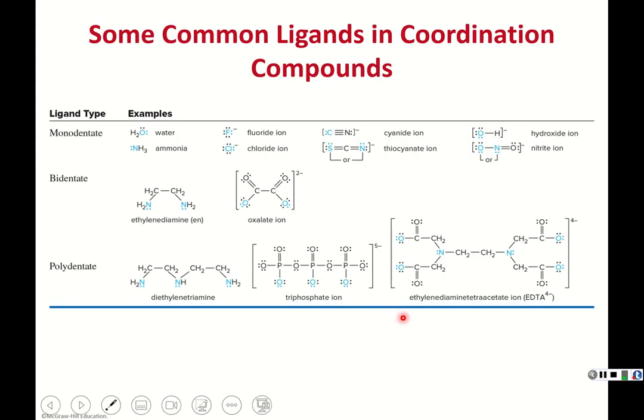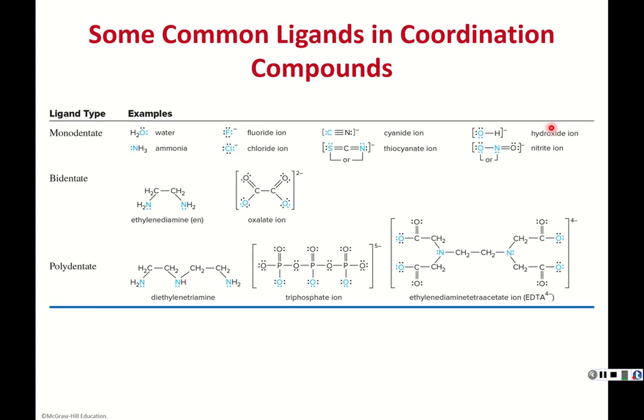Here's a table from the book that just shows some common ligands. You don't have to memorize this. You will be seeing these more and more, so hopefully they will become sort of familiar to you. Monodentate ligands are very simple things usually, like water, ammonia, halogens like fluorine or chlorine, the cyanide ion, hydroxide, so things like that.